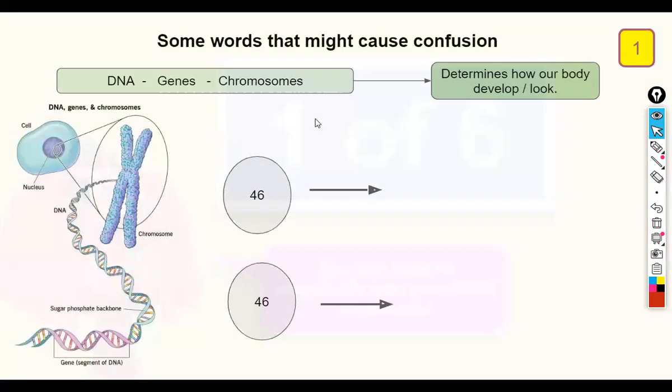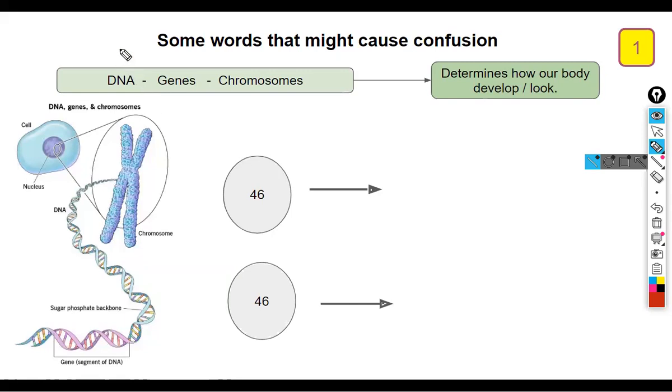Now, before we actually jump into reproduction, I just want to clear up some words that you might be hearing, because I don't want the words to scare you when I use them in the slides. The first 3 words that I'm going to introduce are DNA, genes, and chromosomes. These 3 words are usually used interchangeably, and a lot of people think that DNA, genes, and chromosomes are the same exact thing. But there is a slight difference between these 3 words.